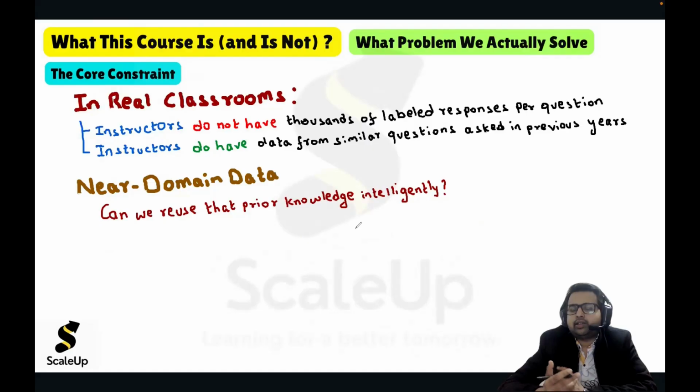As is evident from the discussion in this course, whatever AI model we make will not use thousands of labeled responses, but rather near domain data. So this is the core constraint we have to keep in mind. Whatever AI model we build will be focused on the principle of near domain data, and we do not have large datasets of thousands of examples. That is the core constraint.